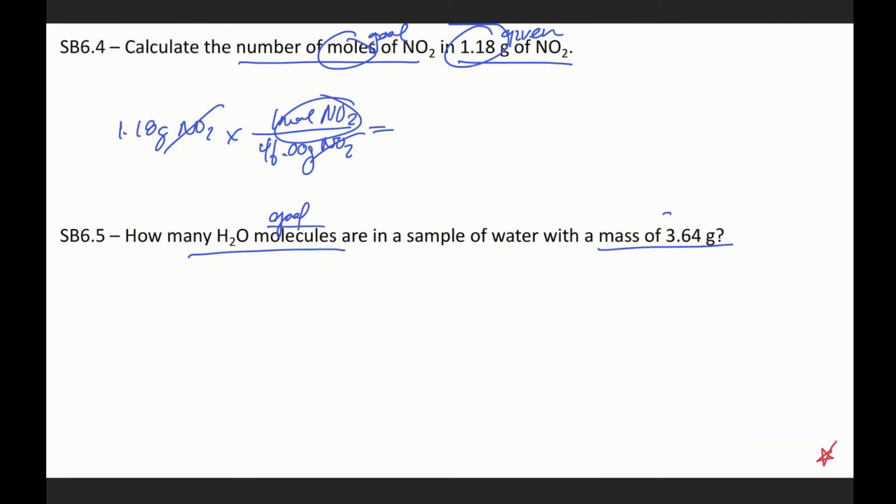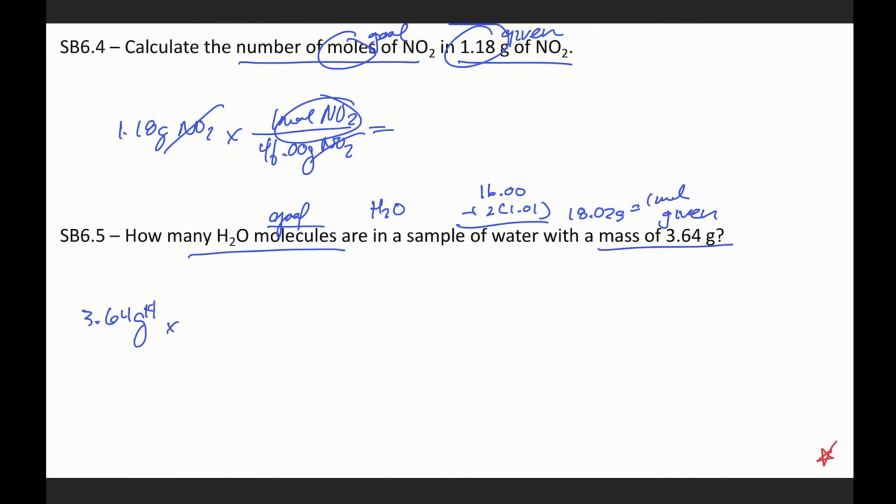All right, how many H2O molecules, so this is clearly our goal, are in a sample of water with a mass of this? So this is our given, which is a mass, and I'd like to get to molecules. Is there a conversion factor between mass and molecules? No, we have to stop at Avogadro's number on the way. So 3.64 grams. Let's go ahead and get the molar mass. So we have H2O, which is going to be 16 plus 2 times 1.01, which gives us 18.02 grams equals 1 mole for water.